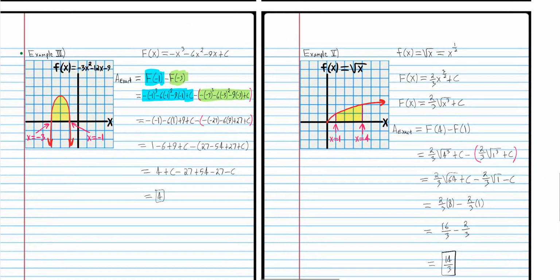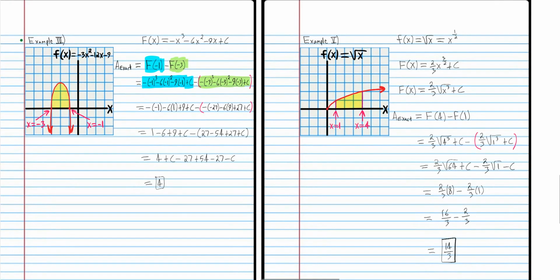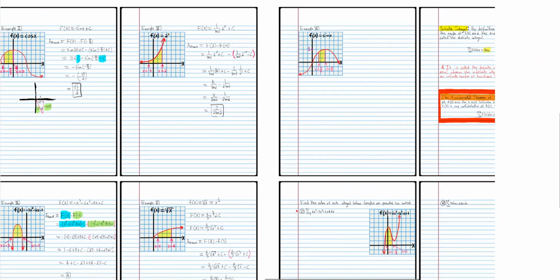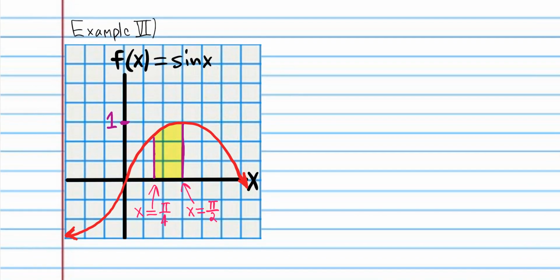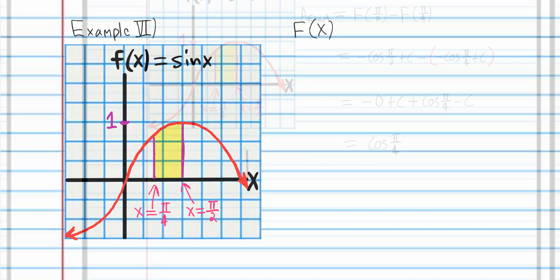So get a picture of these two problems that you just did, and they can help you with example number 6. So try example 6. Remember, we have to start by finding the antiderivative of this function here, and then use the fundamental theorem of calculus. Try number 6. When you come back, we'll do it together. Okay, we're back.